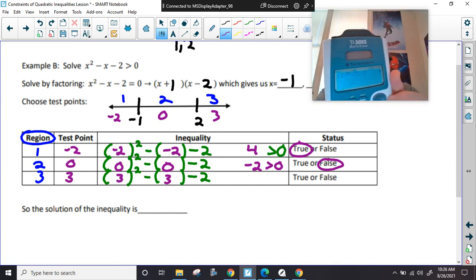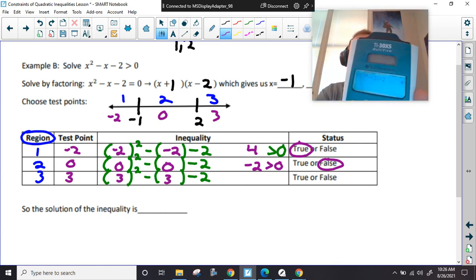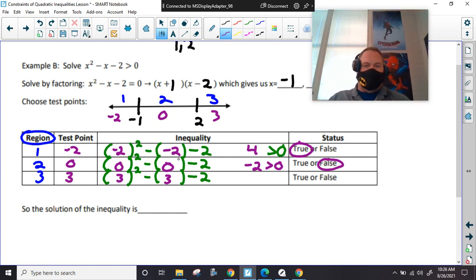All right. And you plug in, and you get 4. And 4 is greater than 0.